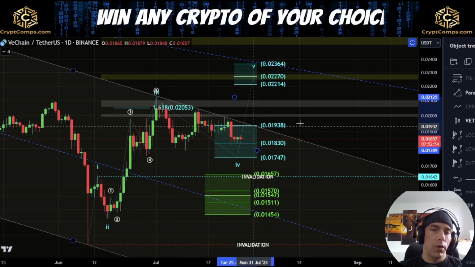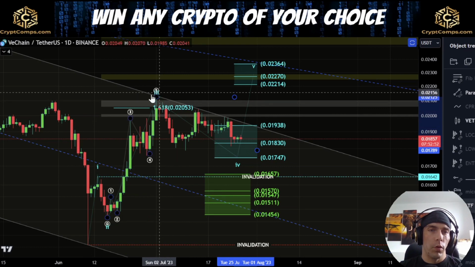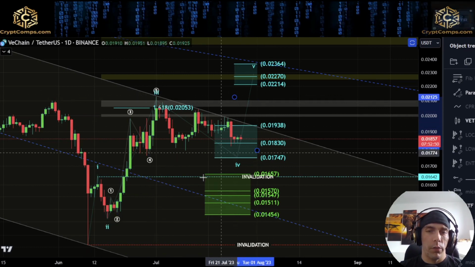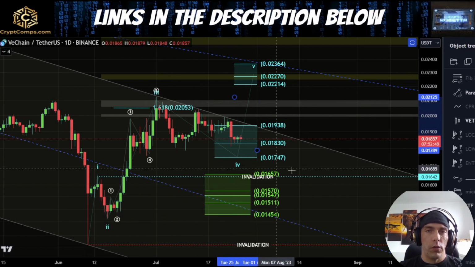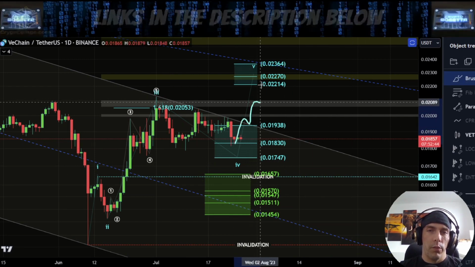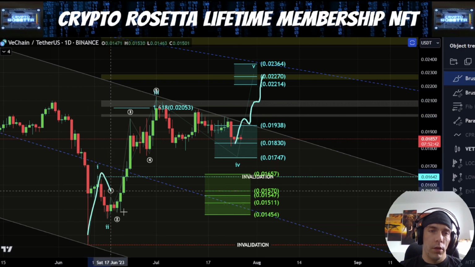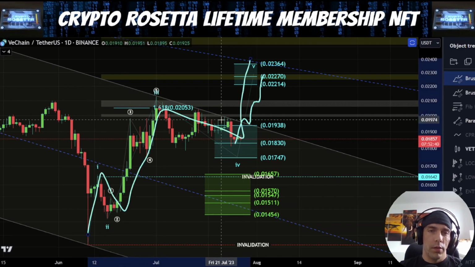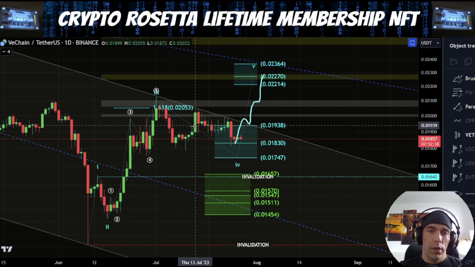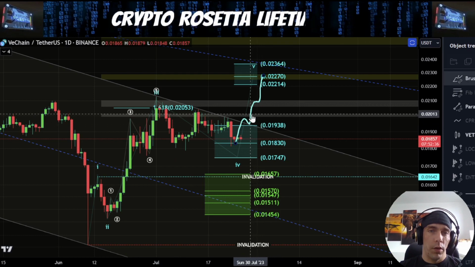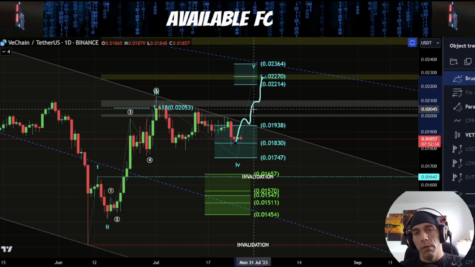So the likelihood is that this move is completed into this high here, and we're looking for this possible retracement into the lower zone here. Now if we do, however, just see one more 5-wave move to the upside like this, we could potentially argue that there's something like a triangle going on in here that would explain why there's such a big difference between the wave 2 and the wave 4.